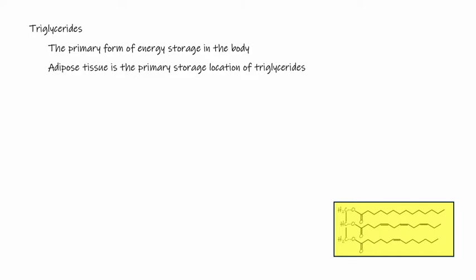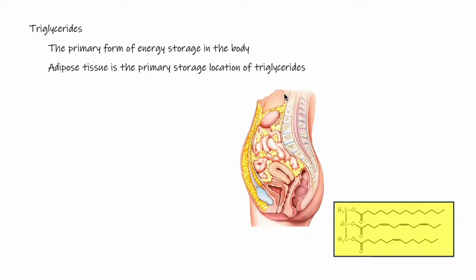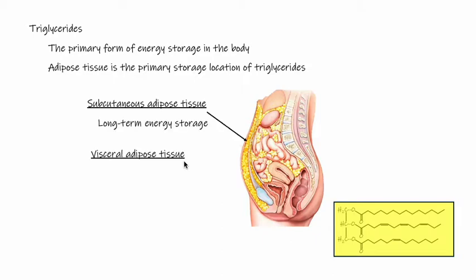Now there's two different types of adipose tissue in our body. This is a sagittal section through the body, and the yellow here, of course, is our adipose tissue. So we have our subcutaneous adipose tissue, and this is the adipose tissue which is immediately below our skin. The other component of adipose tissue is called the visceral adipose tissue. So the subcutaneous adipose tissue serves as a long-term energy storage site, whereas the visceral adipose tissue is going to be more metabolically active adipose tissue. So the visceral adipose tissue is going to be that adipose tissue that's surrounding all of our internal organs.